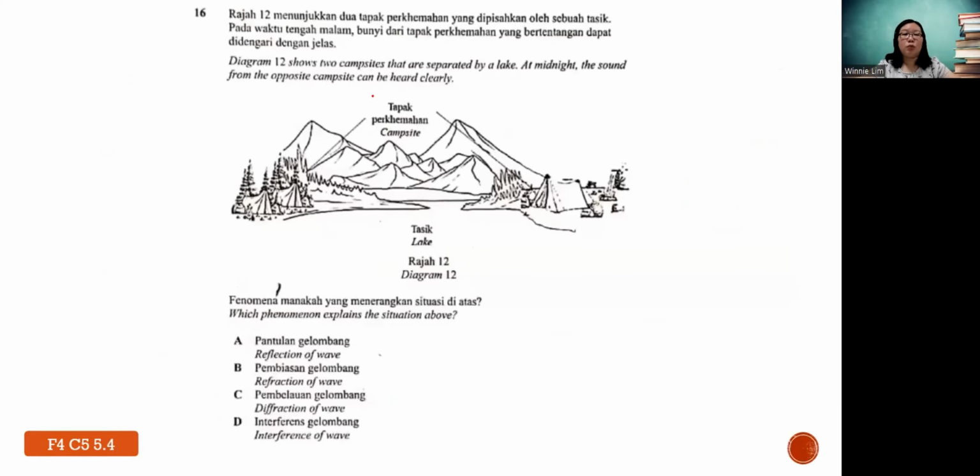Number 16. Diagram 12 shows two campsites that are separated by a lake at midnight. The sound from the opposite campsite can be heard clearly. What phenomenon explains this? So why at night is it heard clearly? Because the sound is refracted towards the ground, towards the earth. So this concept is called refraction of sound wave. But in the daytime, the difference in the temperature of air will affect the density, so it will refract away from the earth. So in the daytime you cannot hear clearly, but at nighttime you can hear clearly.